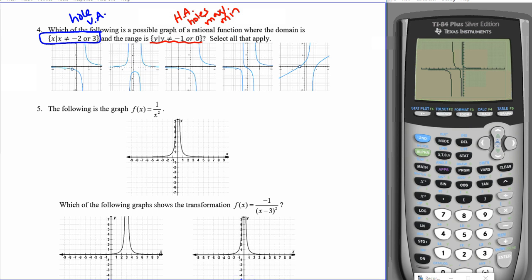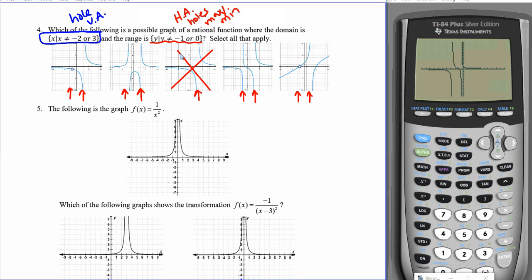So let's start out with our x's. x can't be equal to -2 or 3. x is not equal to -2, x is not equal to 3. So that's good. x is not equal to -2, x is not equal to 3. So that's good. Now this one, we've got x is not equal to 3, but not x is not equal to -2. So let's skip that one. Here I've got x can't be -2 or 3. So that's good. So I've eliminated one of them based on the domain.